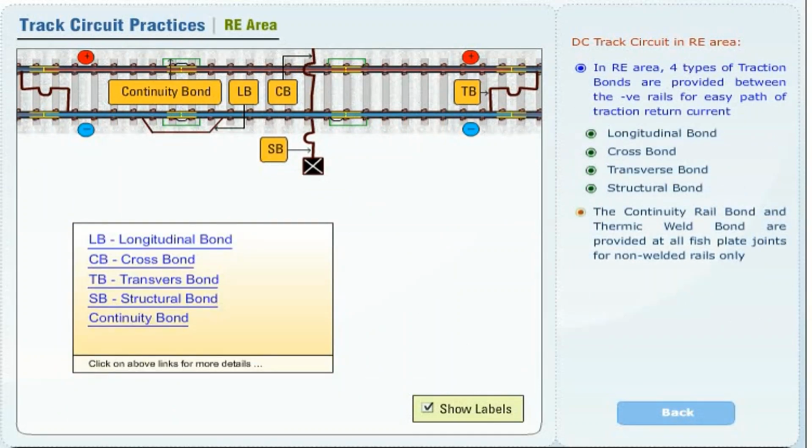In RE area, 4 types of traction bonds are provided between the negative rails for easy path of traction return current. These are longitudinal bond, cross bond, transverse bond, structural bond. The continuity rail bond and thermic weld bond are provided at all fish plate joints for non-welded rails only.